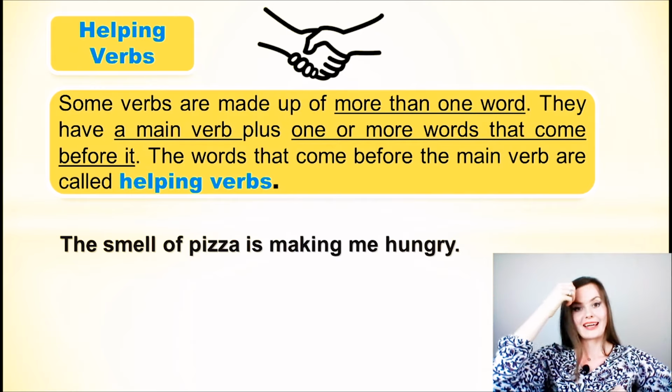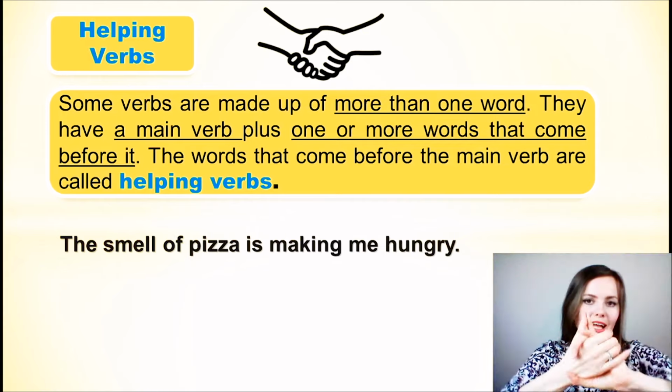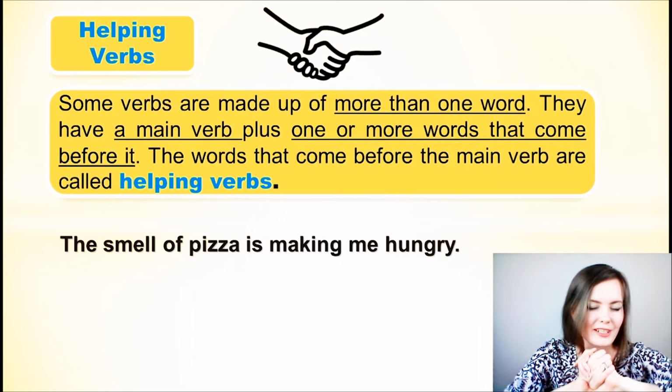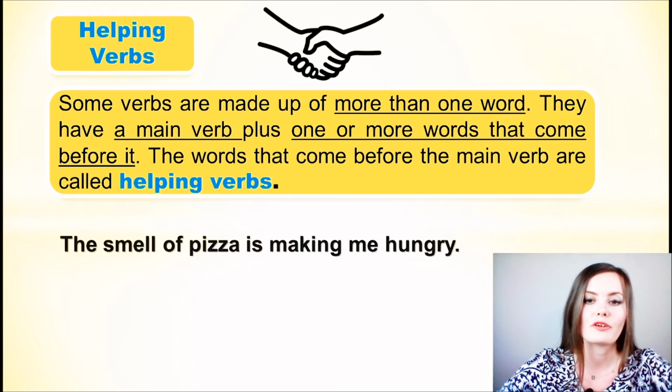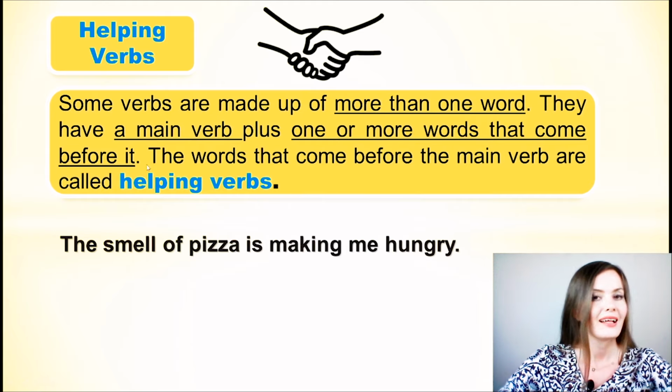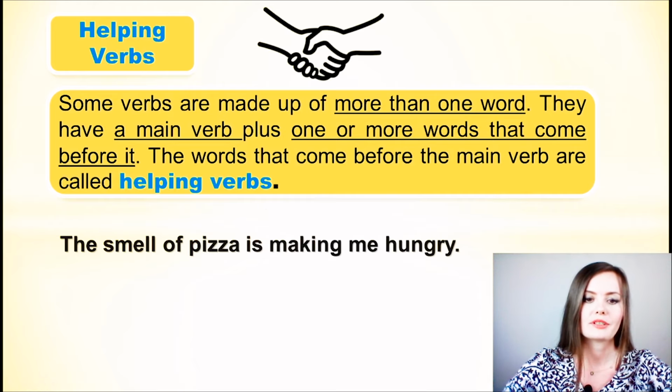Let's talk about helping verbs. So helping verbs. These verbs are helping other verbs. There are 2 kinds. So let's read. Some verbs are made up of more than one word. They have a main verb plus one or more words that come before it. The words that come before the main verb are called helping verbs. Let's read this example. The smell of pizza is making me hungry.